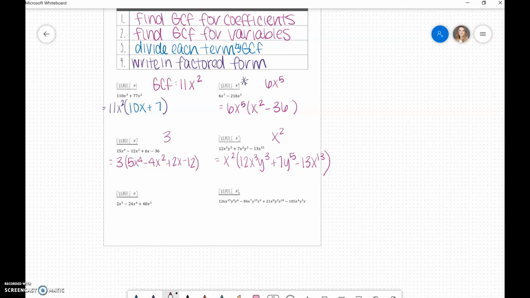Last two examples. Example 3, the greatest common factor ends up being 2x cubed. We can pull that out of every single term. Our first one is left with an x squared. Our second term is left with a negative 12x. And our last term is a 20.